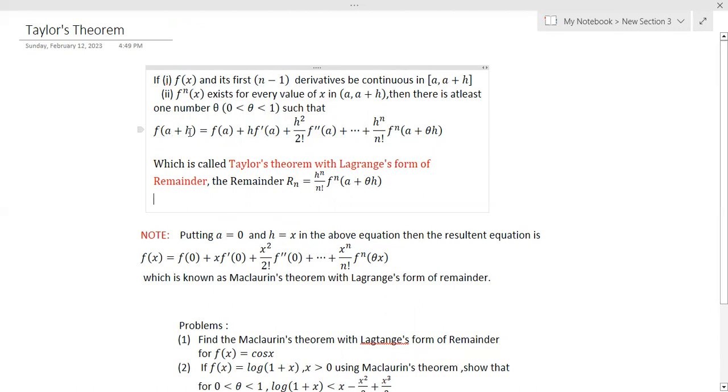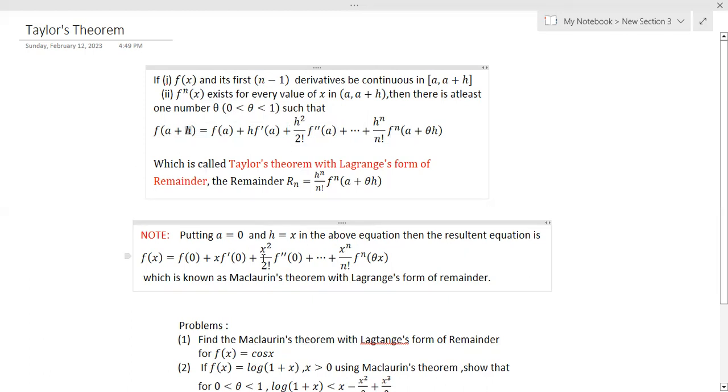In this theorem statement, if we replace a with 0 and h with x, then the resultant theorem is called Maclaurin's theorem. Putting a equal to 0 and h equal to x in the above theorem, the resultant equation is in the form f of 0 plus x. 0 plus x becomes x, so f of x is on the left-hand side. f of a becomes f of 0 because a is replaced with 0.